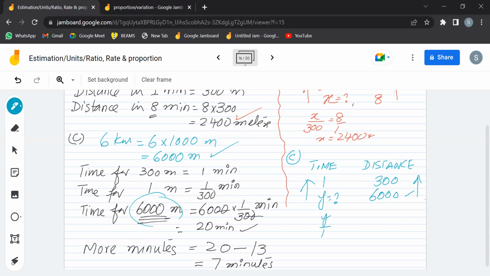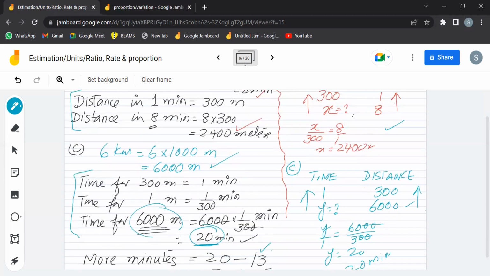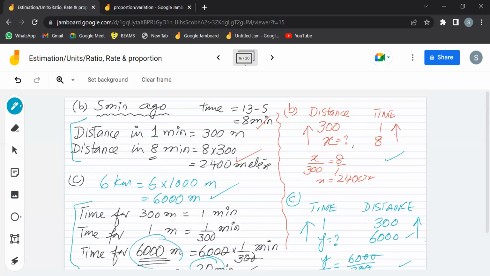y over 1 is equal to 6,000 over 300. So y is equal to 20, the answer same as before. So 20 minutes, then we subtracted this 20 from 13 to get the required answer. So this answer can be reached directly, without showing the unitary method or this type of working. Directly you can reach the answer by using proportions.